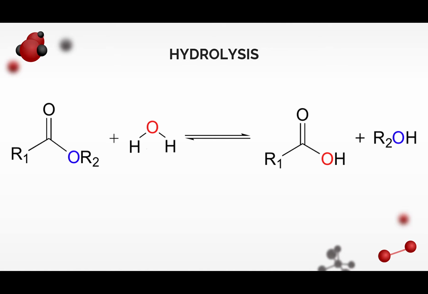Polysaccharides, through hydrolysis of starch, become glucose. Polypeptides, the hydrolysis of proteins, become amino acids. And lipids, hydrolysis of triglyceride, becomes fatty acids and glycerol.